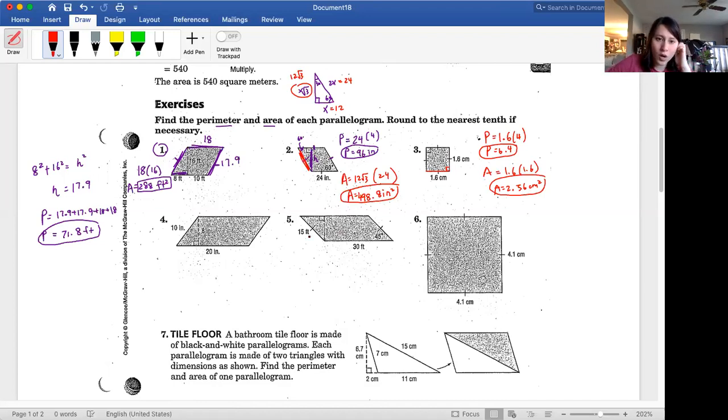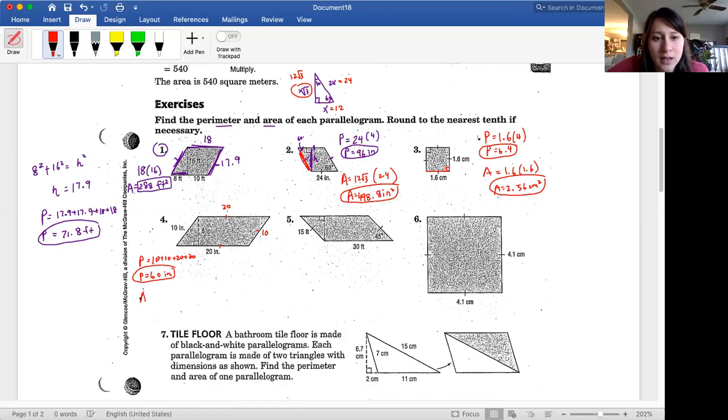Okay. Looking at number 4, I think you guys can do this. So pause it and see if you can work it out. But opposite sides I know are the same, right? That's 10. This is 10. The height's given to me. So it's really pretty straightforward. It's given me everything I need. So the perimeter is 10 plus 10 plus 20 plus 20. And that would be what? 60 inches.